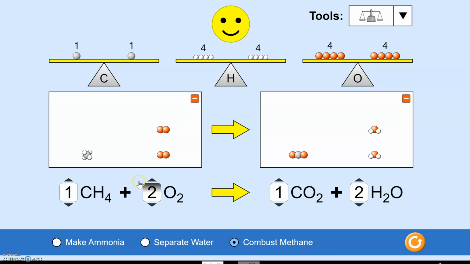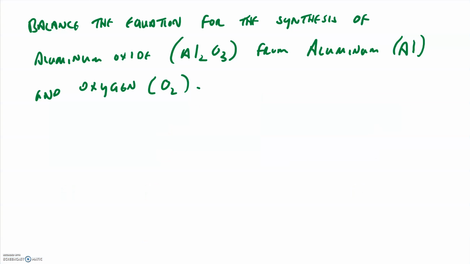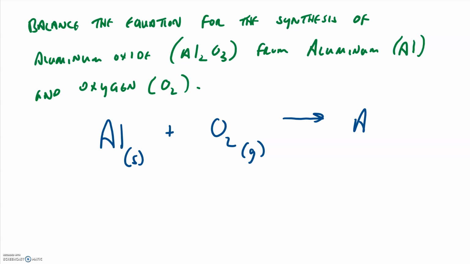Let's go back and we'll do one more by hand on this other sheet of notes. So this one says, balance the equation for the synthesis of aluminum oxide from aluminum and oxygen. That means we're going to take solid aluminum, that little s means that it's solid. We're going to react it with oxygen, which is a diatomic gas. Every time we have an element all by itself, it's always a diatomic gas if it's a nonmetal. And the product is Al2O3.